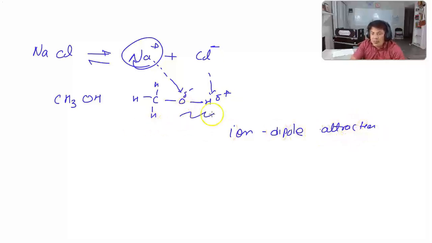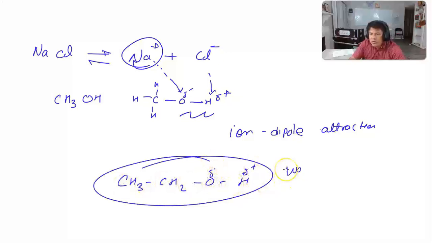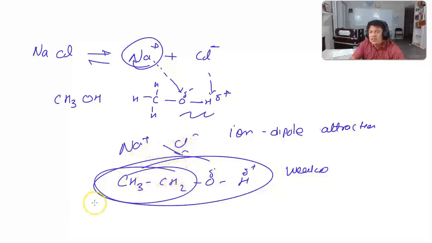But this dipole is stronger than in CH3CH2OH. It also has a dipole, but this dipole is weaker, so the interaction of sodium plus and chlorine minus with it is weaker. And this part is only the dispersion force, the hydrophobic force, which has a very weak effect. That's why if you elongate the chain, sodium chloride becomes less soluble. So that's where sodium chloride dissolves more.